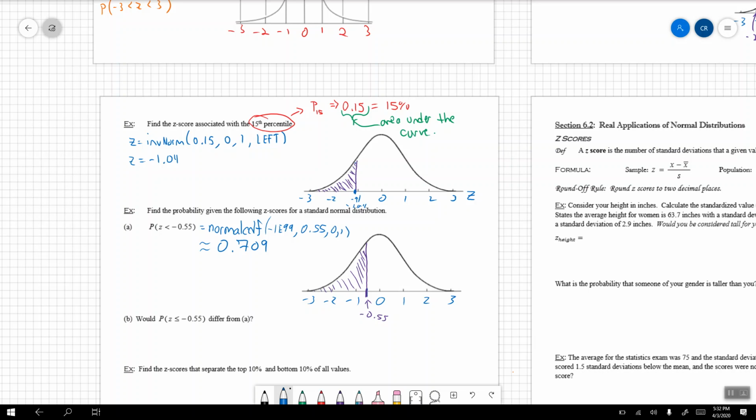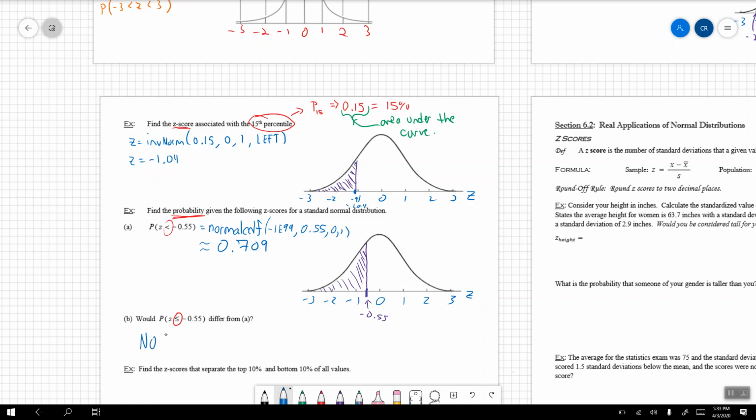Now, we have to be careful here because in this question, we were asked to find the probability, not to find the z-score like we were in the previous question. So finding the probability, again, I went through and I denoted everything that we were given with that z-score. There we are. And this is the probability that we get. Now, would this probability here be any different? And the difference in these probabilities is the inequality. Less than or equal to, or equal to.